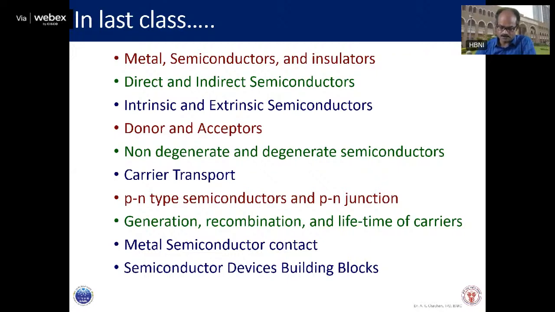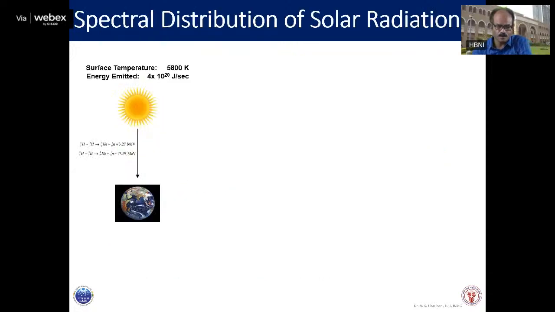Then we also understood some important semiconductor devices' building blocks, which are the metal-semiconductor contact, then heterojunctions, PN junction, and MOS structures, which are the main building blocks of semiconductor devices. You will find in almost all the devices one or more of these building blocks. So with this, now let us start on the solar cells.